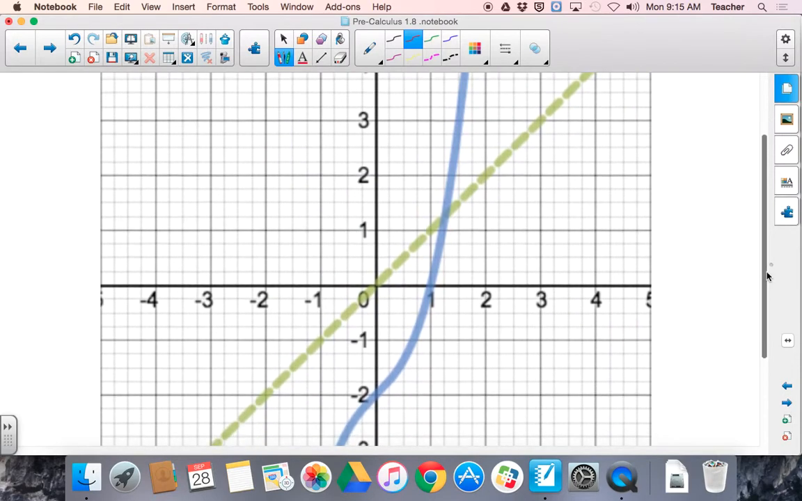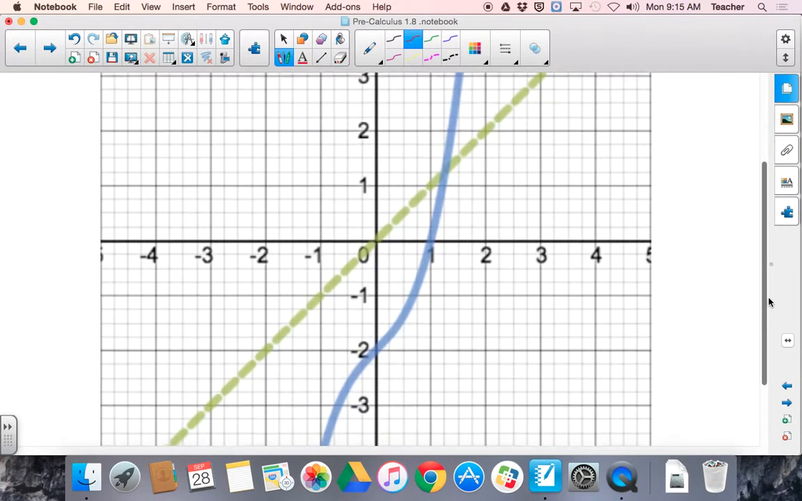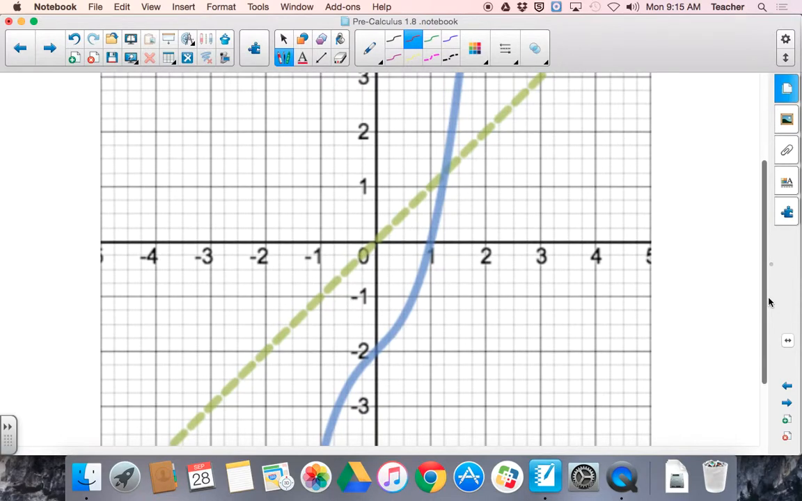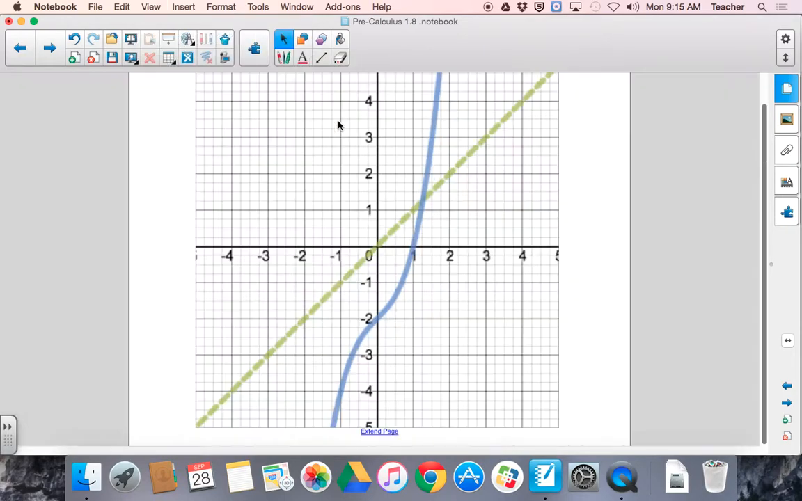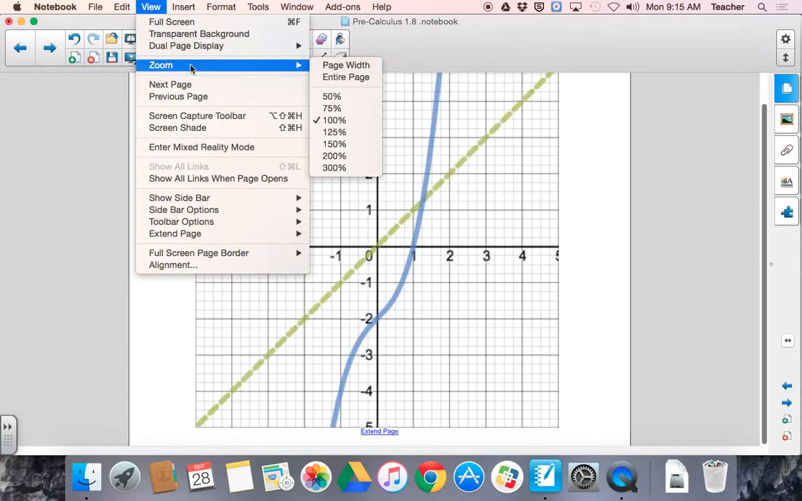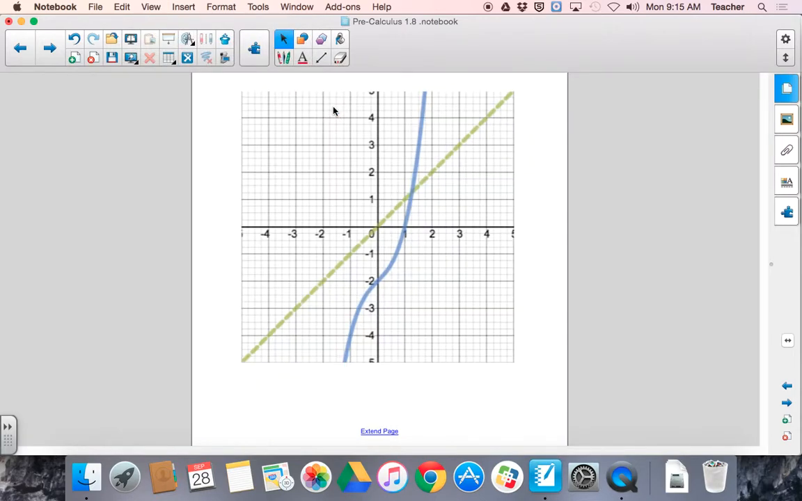Here's another example. Now this is the graph y equals x cubed minus 2. I'm just going to zoom out so you can get a better picture, maybe even a little bit more, so that way you can see some key points.